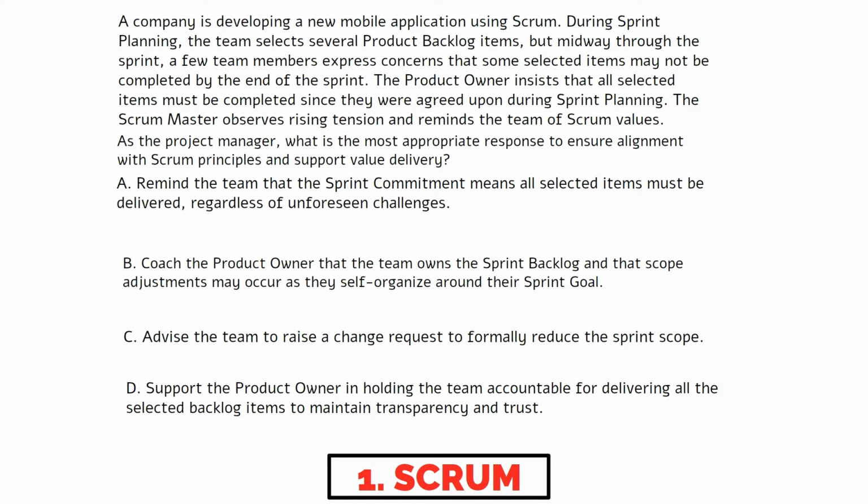A. Remind the team that the sprint commitment means all selected items must be delivered, regardless of unforeseen challenges. B. Coach the product owner that the team owns the sprint backlog and that scope adjustments may occur as they self-organize around their sprint goal. C. Advise the team to raise a change request to formally reduce the sprint scope. D. Support the product owner in holding the team accountable for delivering all the selected backlog items to maintain transparency and trust. You can pause the video here if you need more time. All right, let's walk through this together.